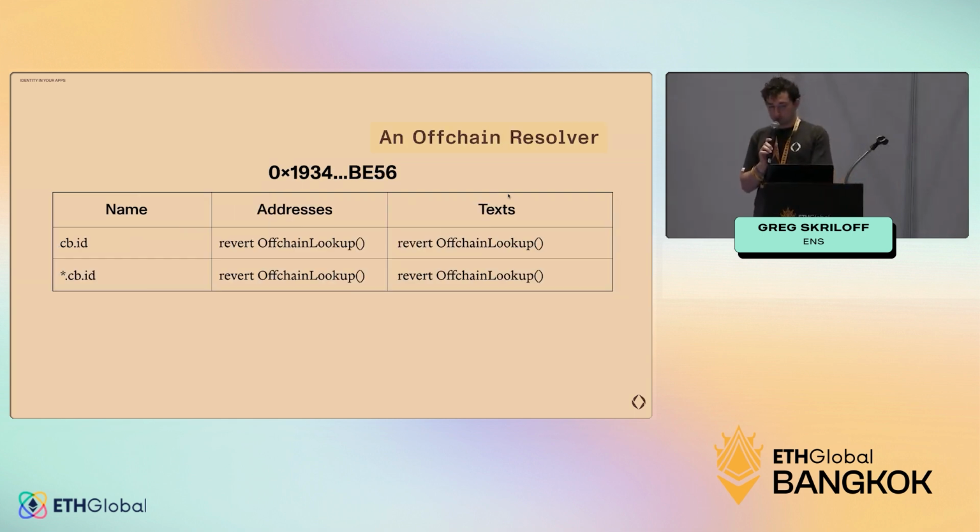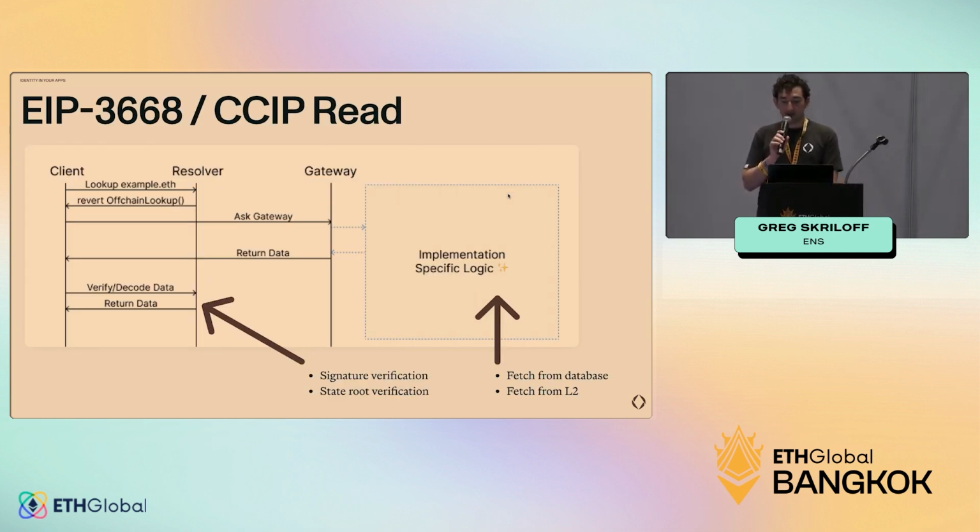An off-chain resolver, which is how you do the subnames like I mentioned previously, basically starts with the same data structure, but you just return different results. So instead of using internal contract storage, you actually revert with this off-chain lookup. And this is CCIP read, this standard for reverting with an off-chain lookup. And what that means is it tells the client to basically get data from elsewhere.